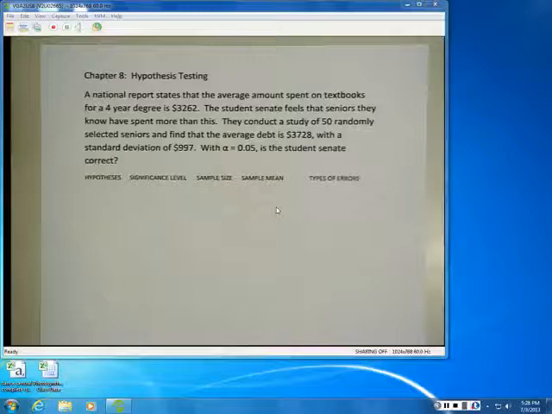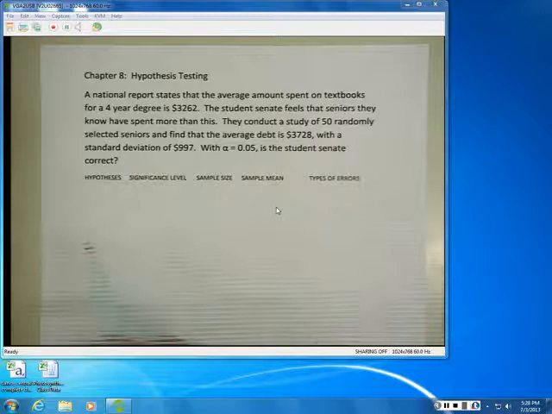Welcome to Chapter 8, Hypothesis Testing. I want to start off with an example so that you can get a feel for what we do with hypothesis testing. Essentially, we take some kind of a claim or some kind of a conjecture that someone has and then use mathematics to determine whether or not it is true.